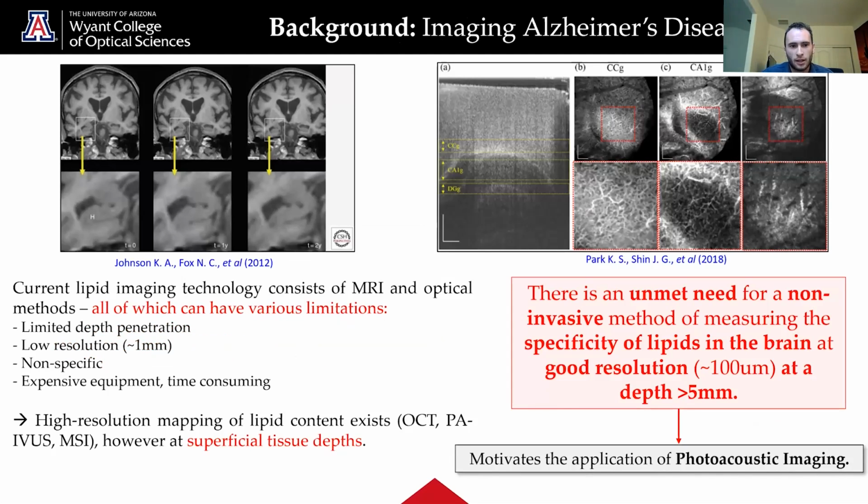So moving on to that, let's talk about the current ways that lipid is imaged in the brain. So this mostly consists of MRI and optical methods, which all can have various limitations. Let's say MRI. You can have lower resolution, up to 1 millimeter, long acquisition time, very expensive equipment. With optical methods, we have very high resolution, but only at very superficial tissue depths, a few millimeters in general.